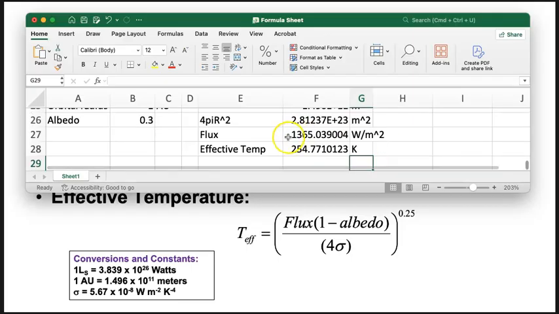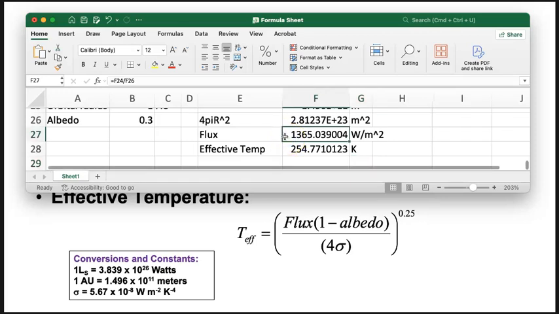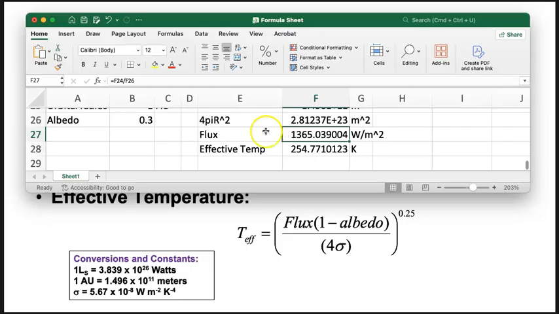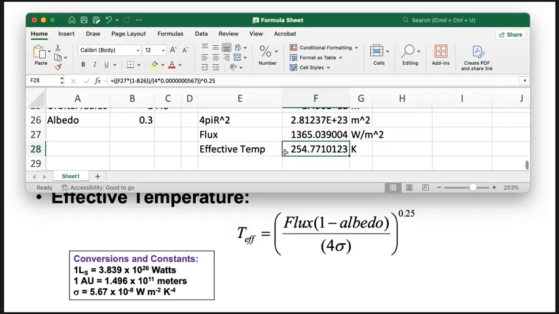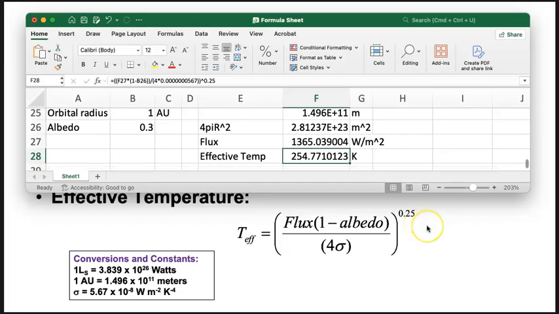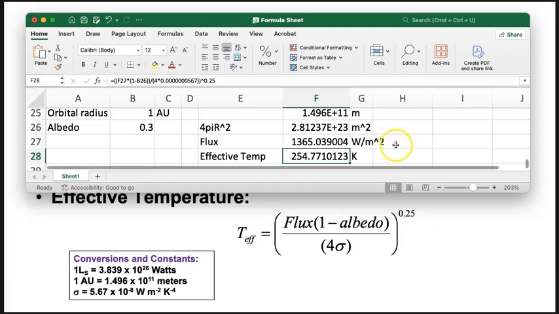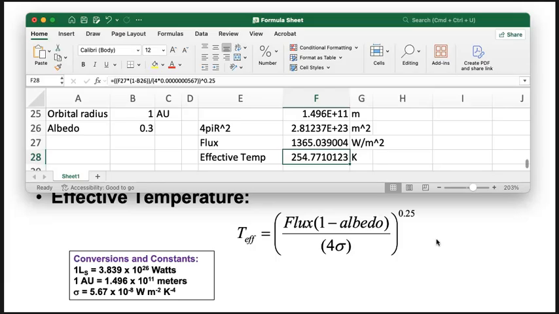So when the Earth is warmed up by the sun, 1,300 watts per square meter hits the Earth. 30% of that just bounces off the Earth and back out into space. The other 70% actually gets absorbed by the Earth, and the Earth warms up to 254 Kelvin. Okay. All right. And that is the correct effective temperature. So, definitely going to save this to my spreadsheet, so that'll save me a lot of energy when I'm doing these kinds of problems later.